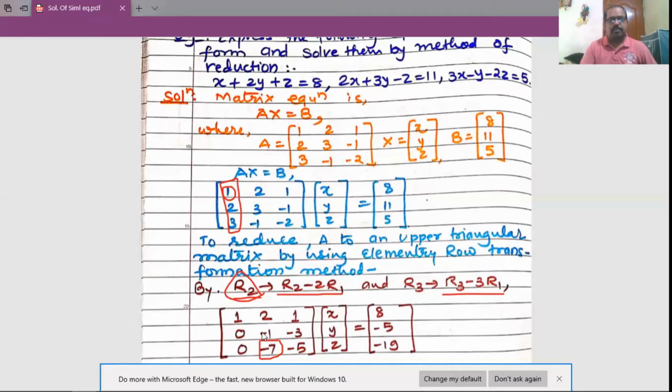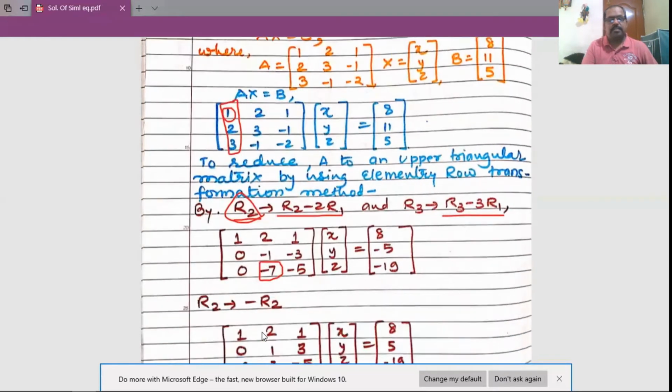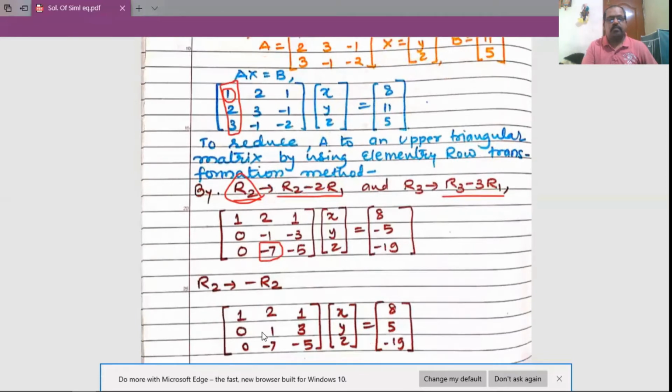Here it is possible to make minus 1 into plus 1 just by changing the sign of R2. So I used the transformation minus R2. That changes the sign of all elements in R2 of the left side as well as the right side matrix. So I have the second row as 0, 1, 3 and 5 on the right side matrix. Now it is easy to reduce this minus 7 to 0 with the help of plus 1. Since this one is minus 7, I have to make this diagonal element 7 by multiplying this entire R2 by 7.